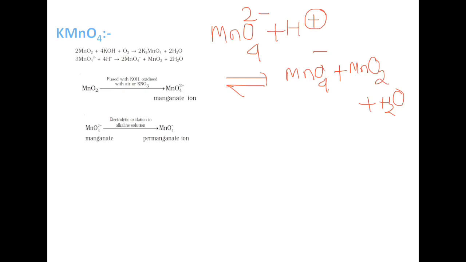Actually, once in the NEET exam, one question was there: which is the best acid to convert the reaction in the forward direction, means towards formation of permanganate? The choices were carbon dioxide, sulfur dioxide, HCl and KOH. The first choice is carbon dioxide, second choice sulfur dioxide, third choice HCl and fourth choice KOH.